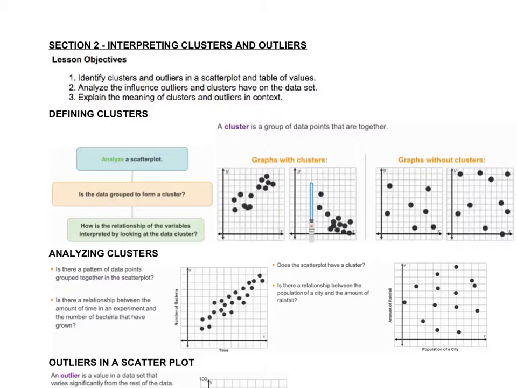So what I want you to see here is that these are graphs with clusters and these are graphs without clusters. And what I notice about a graph with a cluster is that the points are really close together, okay? And they share kind of a trend, okay? Whereas graphs without clusters are kind of random, okay? So let's write that down, all right?